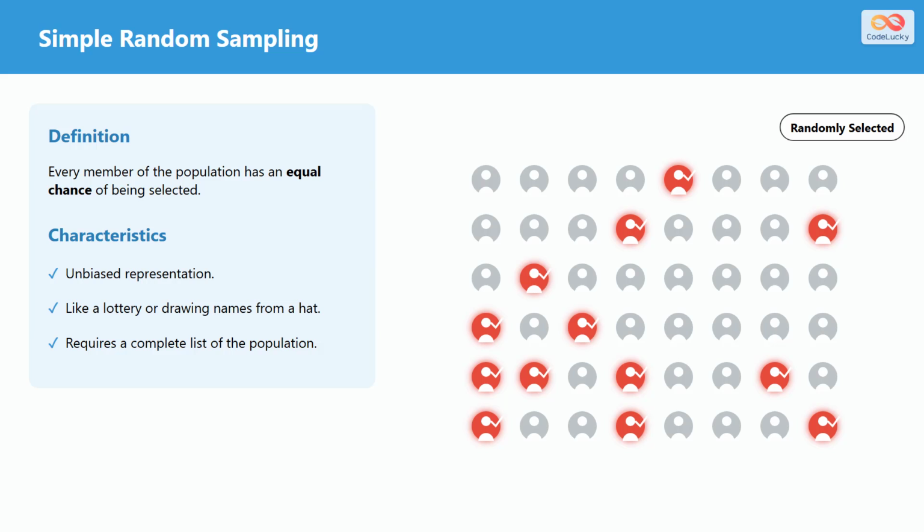Starting with random methods, we have simple random sampling. This is the purest form of sampling, like a lottery. Every single member of the population has an exactly equal chance of being picked. It removes bias, but you need a complete list of everyone in the population to do it.